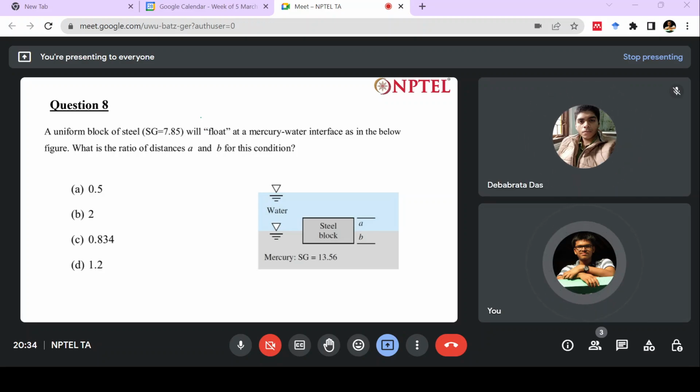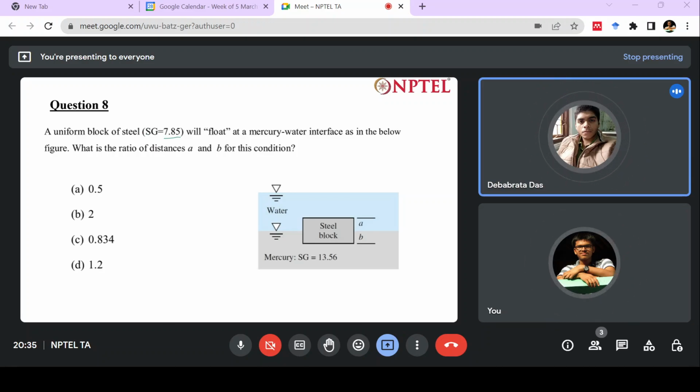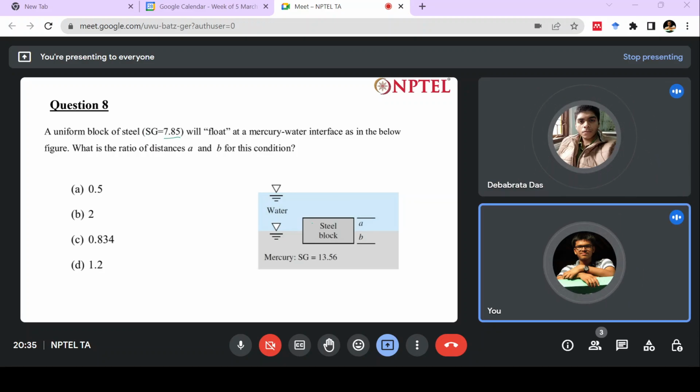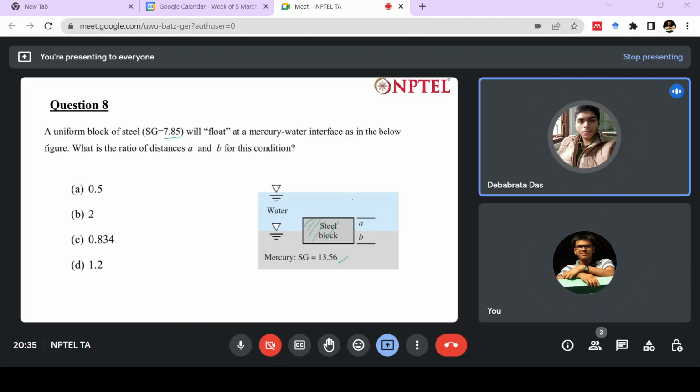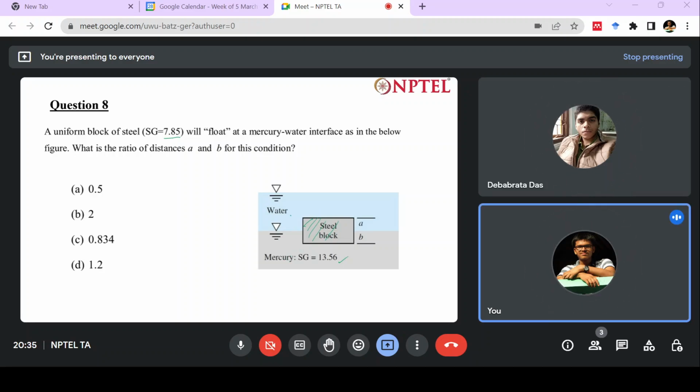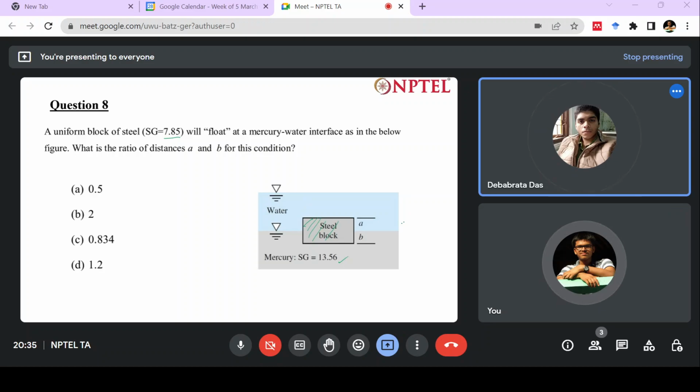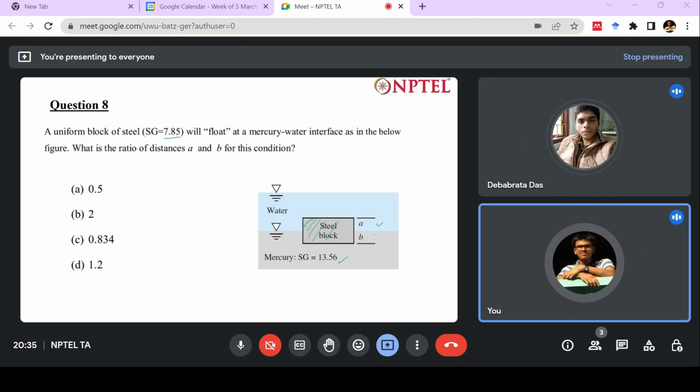Here also a very similar buoyancy-related question is there, not stability related. Here is a uniform block of steel whose specific gravity is given. The mercury specific gravity is also given, and this block is lighter than mercury and heavier than water. Its specific gravity lies in between. So you have to find how much portion is inside water and how much portion is inside mercury. Can you do that?